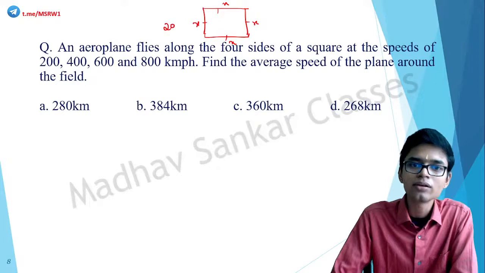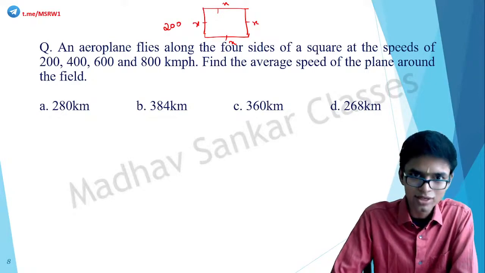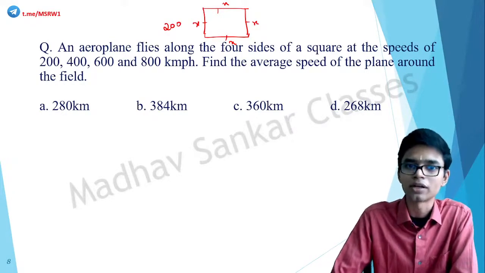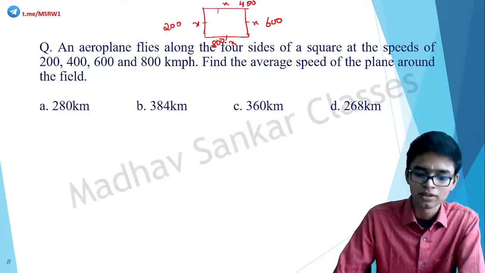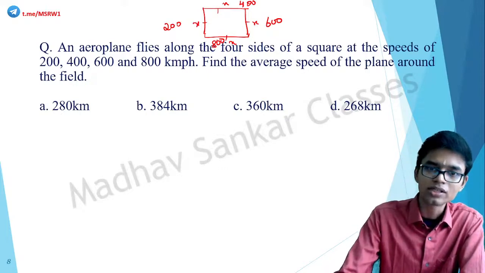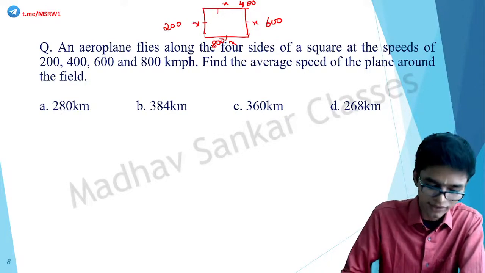So in one distance it goes at 200 kilometers per hour. Here it flies at 400 kilometers per hour. Here 600 and here 800. Now we have to find the average speed. All right. Now this is not a big deal again. Very simple question, very direct question.